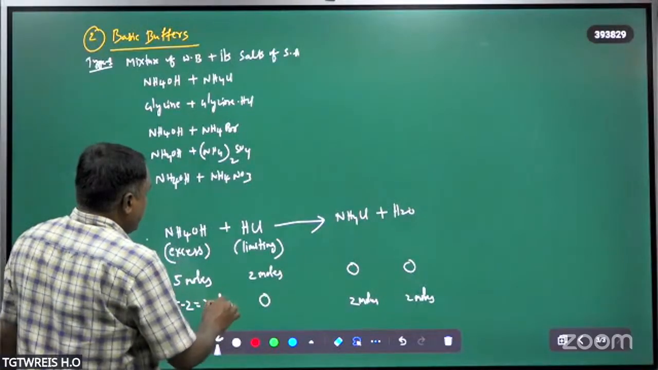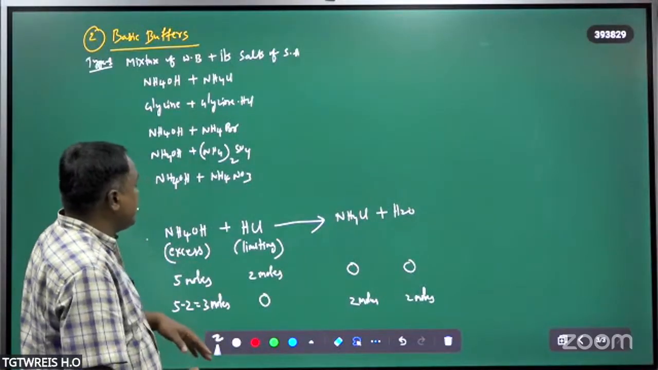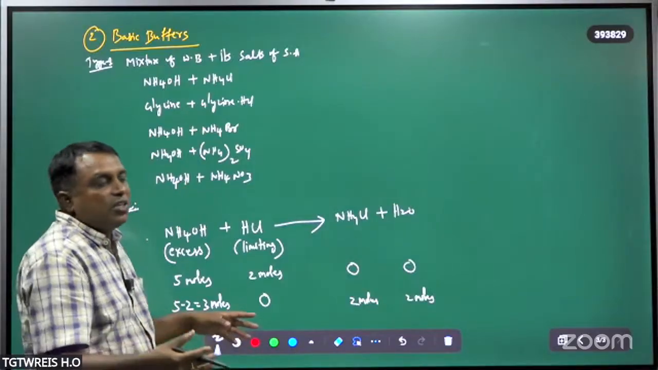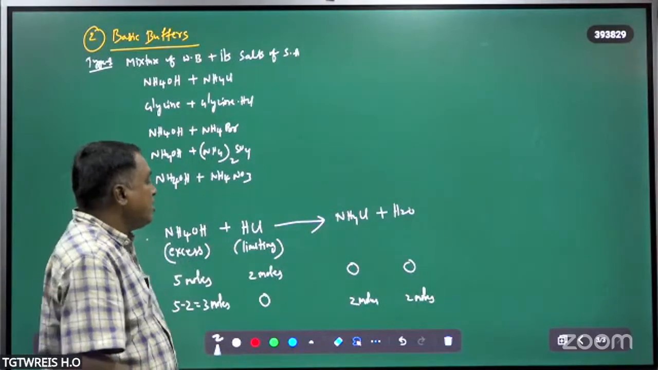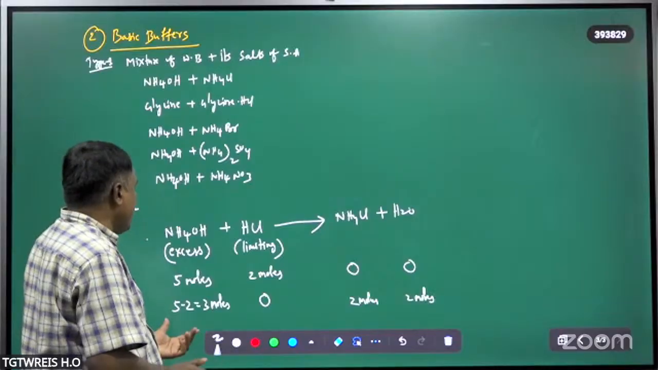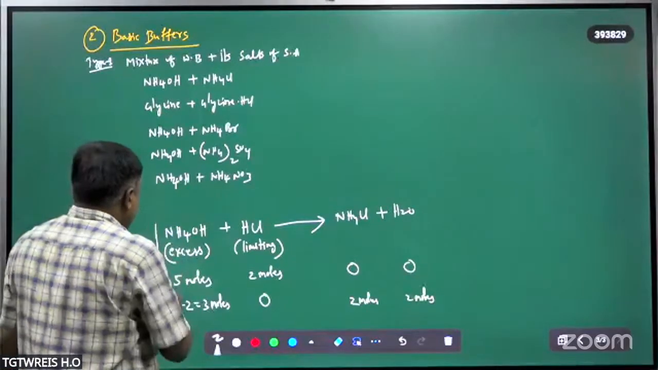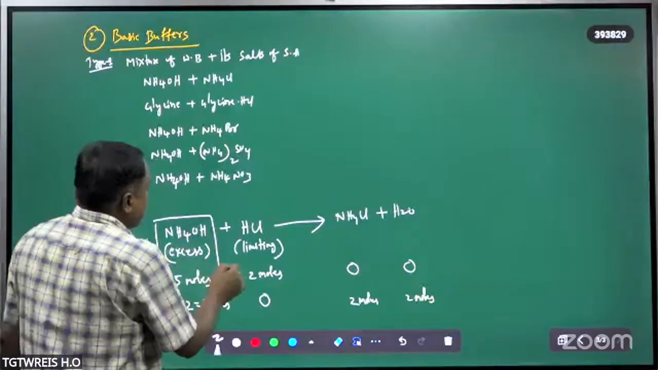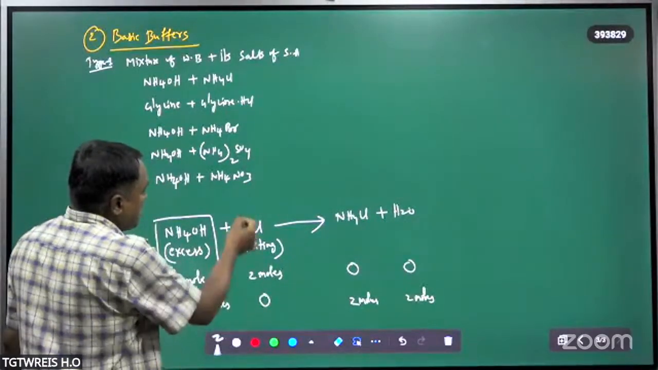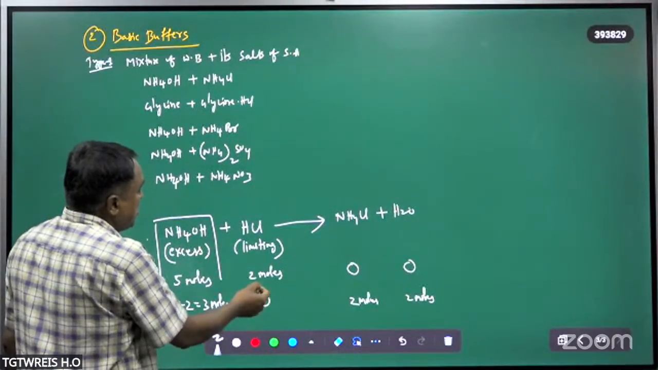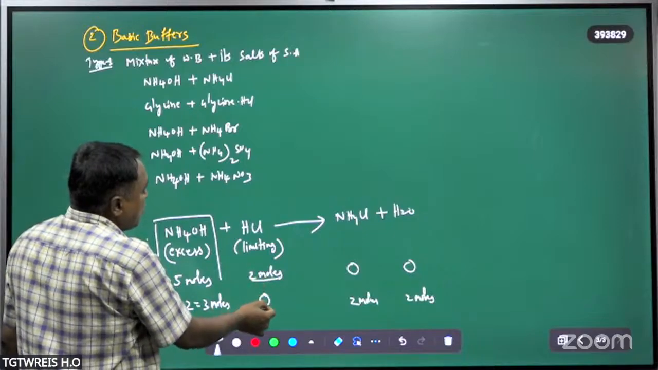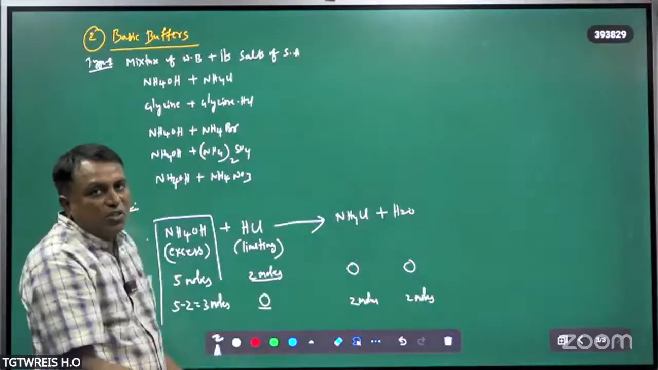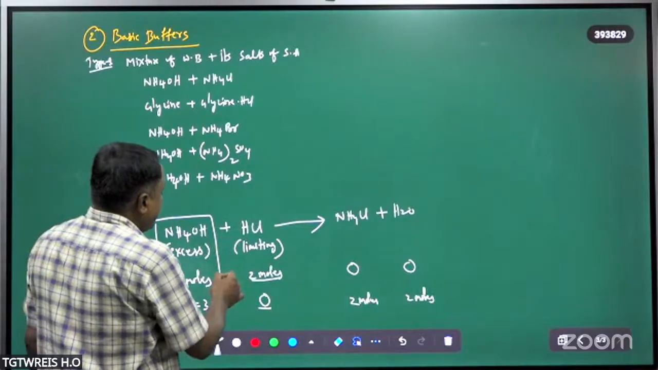3 moles of ammonium hydroxide is present in the reaction mixture after the formation of ammonium chloride and water, that is, after the completion of the reaction. Therefore, HCl is 0 in the reaction mixture. Initially it is 2 moles, and after the completion of the reaction it will be 0. Therefore, there is no HCl in the reaction mixture.